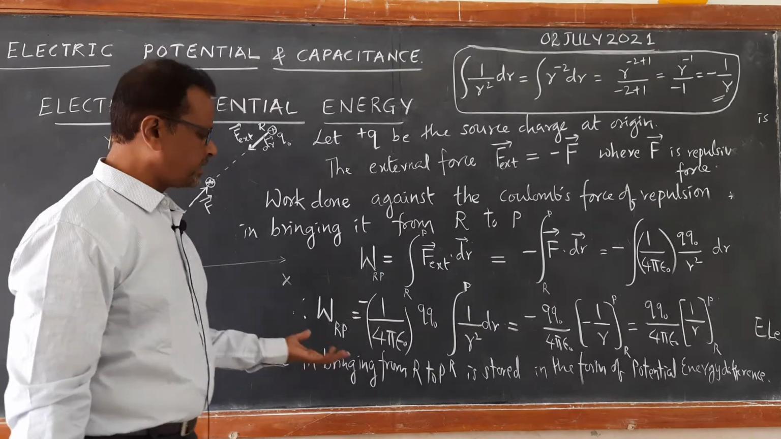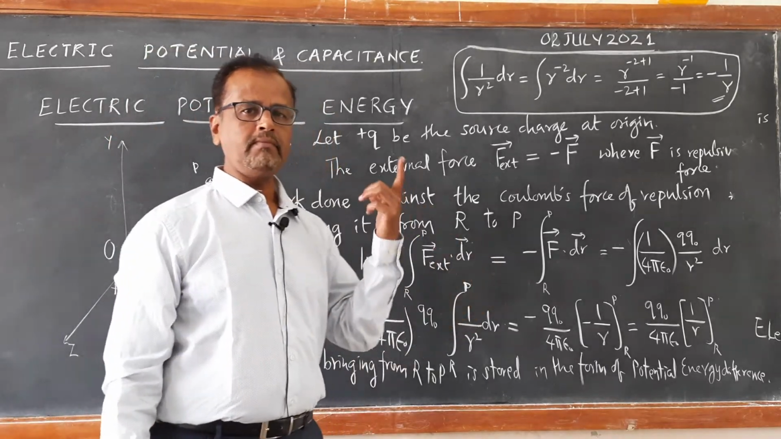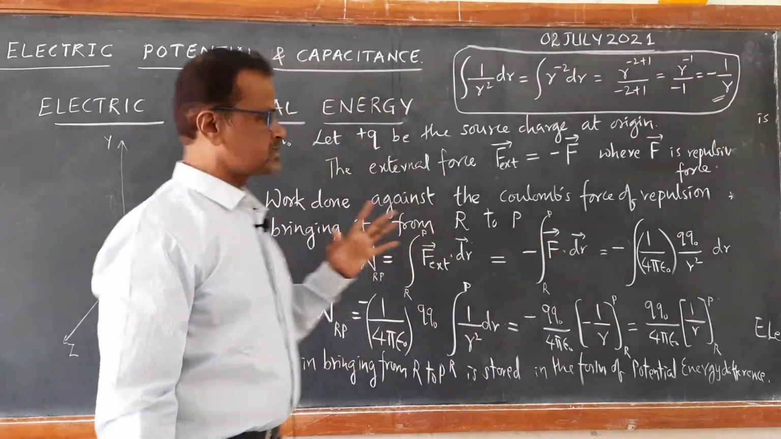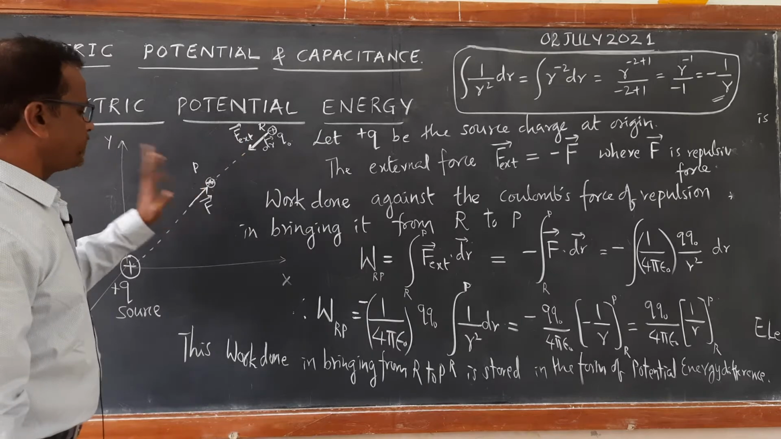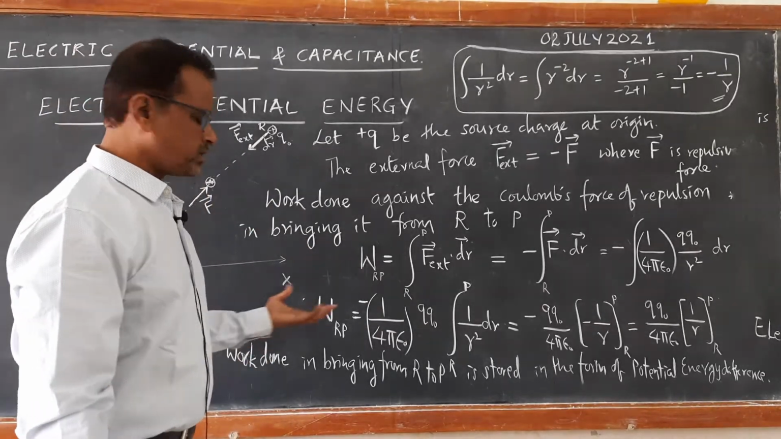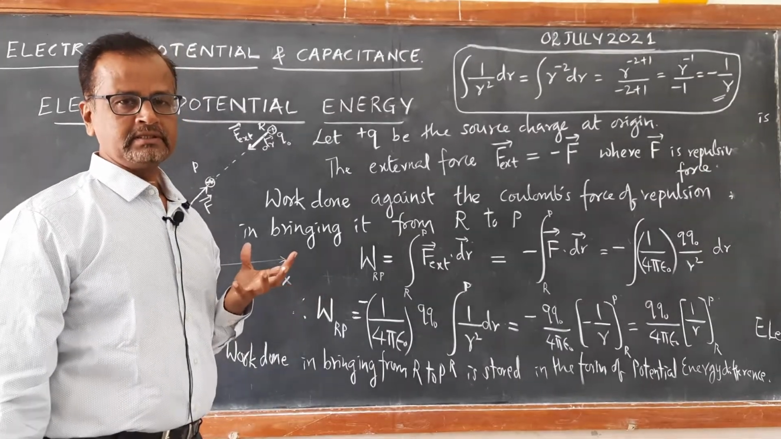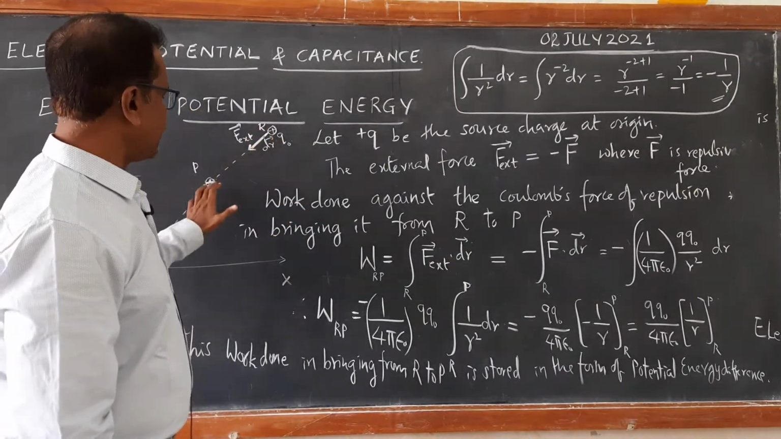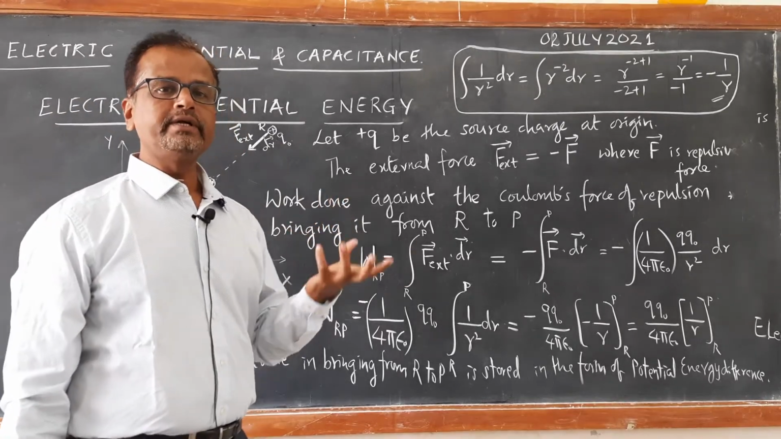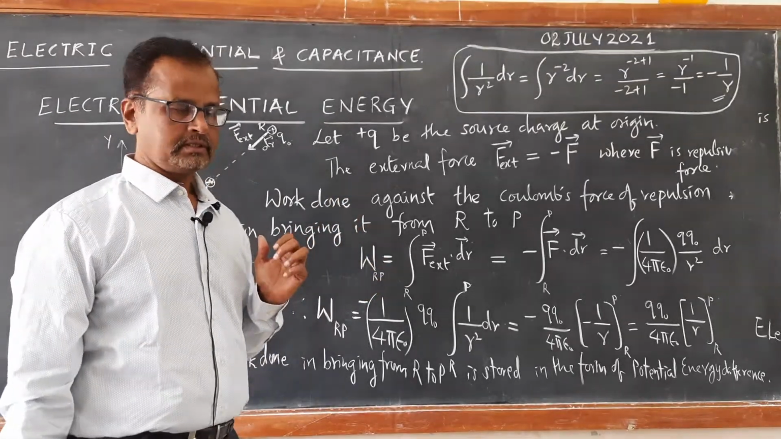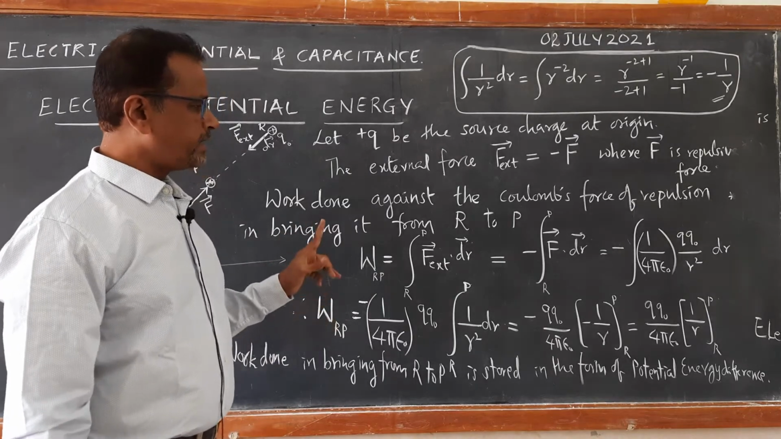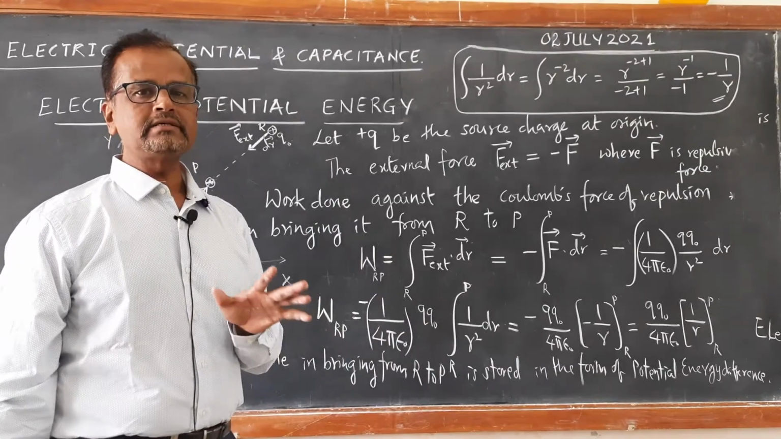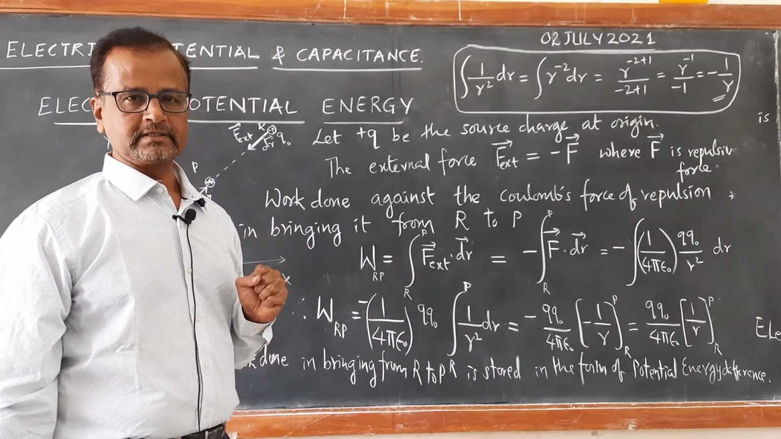The work done in bringing the test charge from R to P is stored in the form of potential energy difference between the points R and P. We also discussed that this work done is path independent, and depends only on the initial and final positions. Then we defined potential energy difference, and there I made an error. Minus of this W R P, I took as potential energy, which is incorrect.